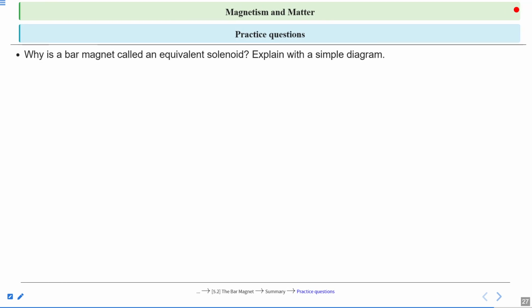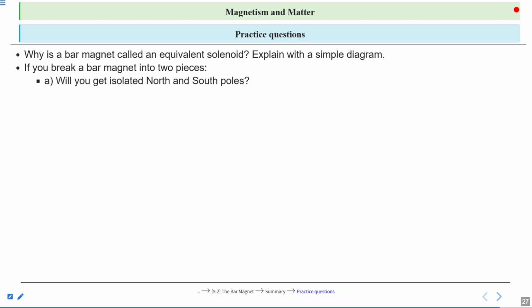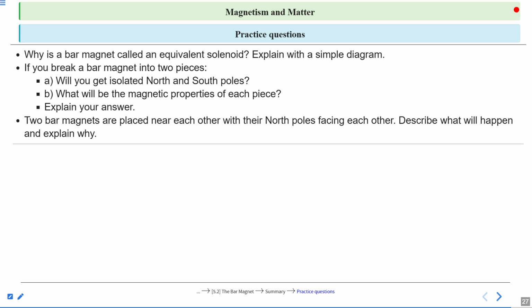So there are some practice questions you have to practice yourself. Why is a bar magnet called an equivalent solenoid? Explain with a simple diagram. If you break a bar magnet into two pieces, will you get isolated north and south poles? And what will be the magnetic properties of each piece? Explain your answer. Two bar magnets are placed near each other with their north poles facing each other. Describe what will happen and explain why. Okay.